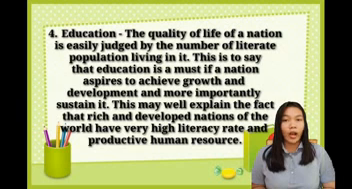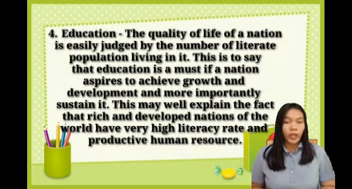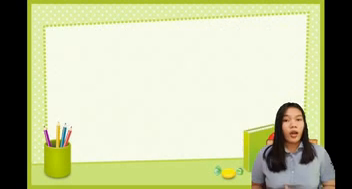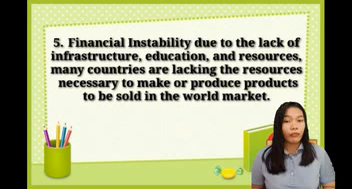1/6 of humanity are illiterate, unable to read a book or sign their names, much less fill out a simple application form or operate a computer. Today, 125 million children do not get any formal education at all. 150 million children do receive an education but never make it past it, due to financial instability and lack of infrastructure, education, and resources. Many countries are lacking the resources necessary to make or produce products to be sold in the world market.